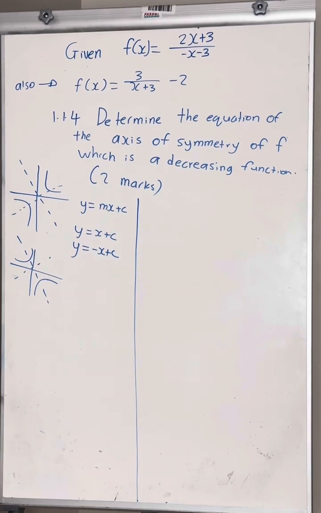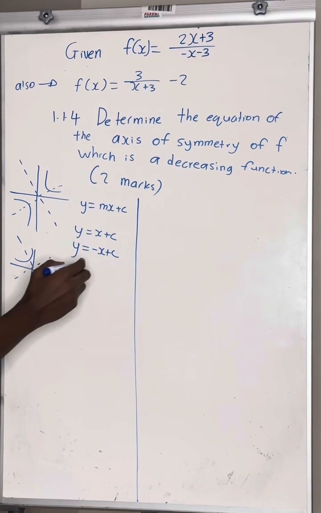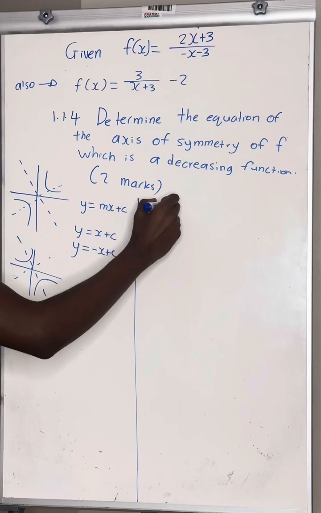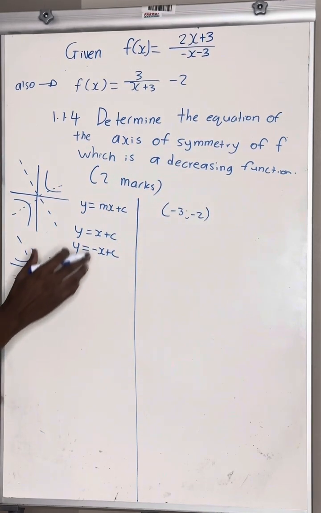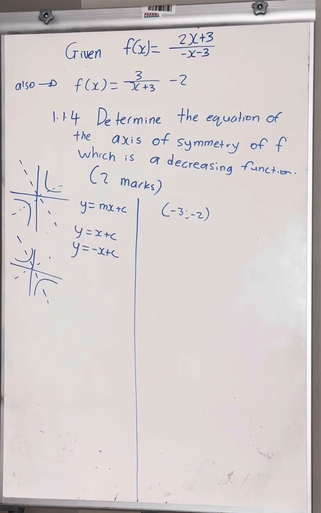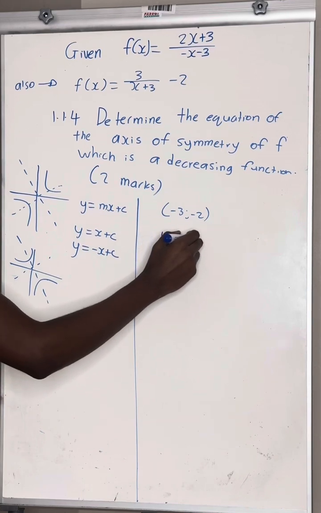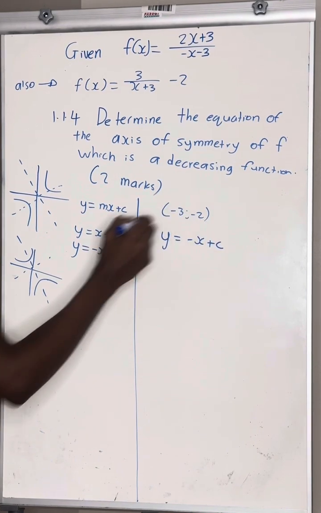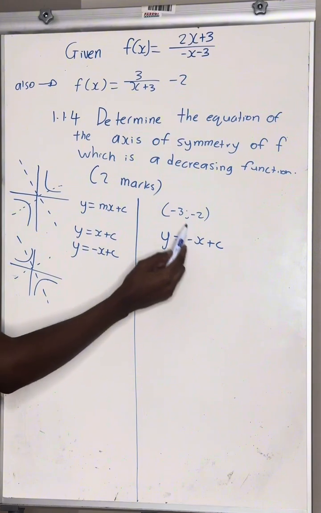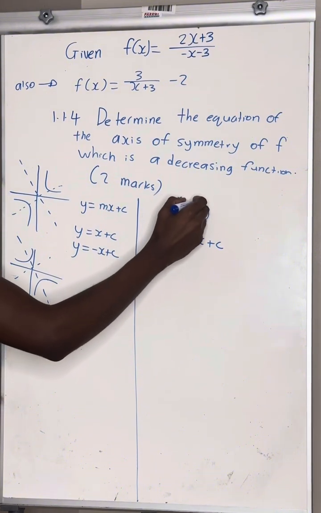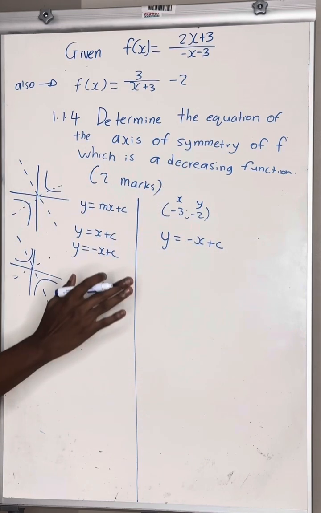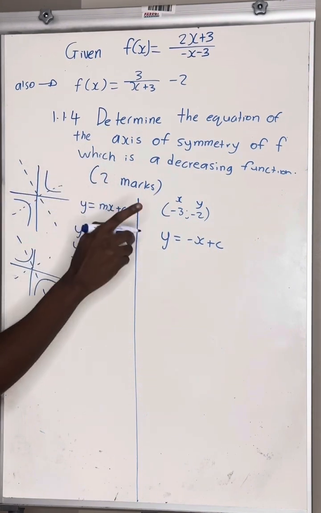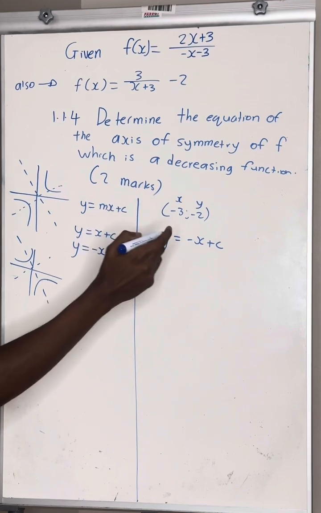So where am I going with this? We have to use the coordinates of the asymptotes, which were negative 3 and negative 2. And we simply have to substitute them into this equation. And how do we do that? So we have y is equal to negative x plus c. So we're basically going to substitute this x coordinate and this y coordinate into this function and solve for c, so we can find the equation of the decreasing function of f, which is the axis of symmetry.